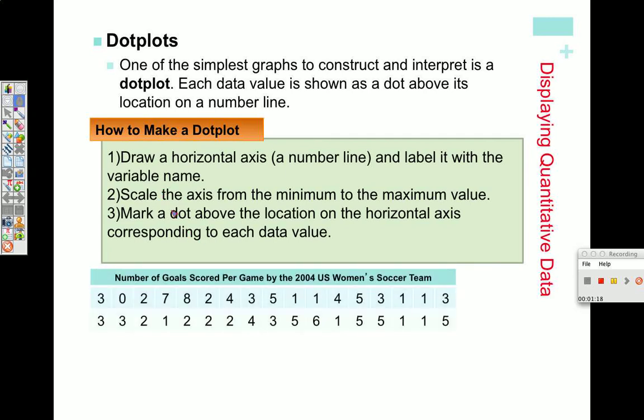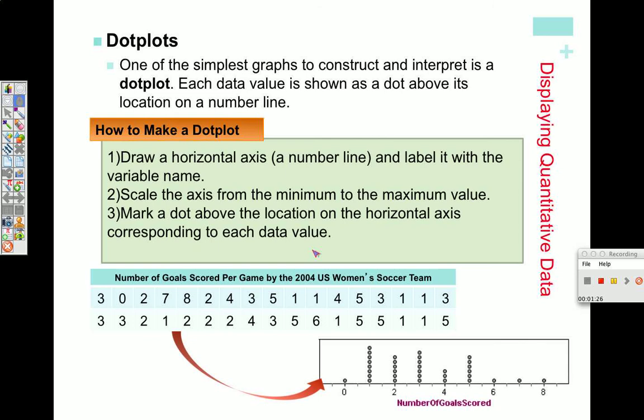So here's a quick example. Here's a bunch of goals scored in each game for the 2004 women's soccer team. A dot plot looks like this. We have our number line down here, labeled as the number of goals scored, and then it's labeled with our scale, so 0, 1, 2, 3, 4, 5, 6, 7, 8. We're going from 0 to 8 because 8's the maximum, 0's the minimum, and we're evenly spaced on that number line. That's all a dot plot is. It gives us a real easy way to see all of the data right in front of us.